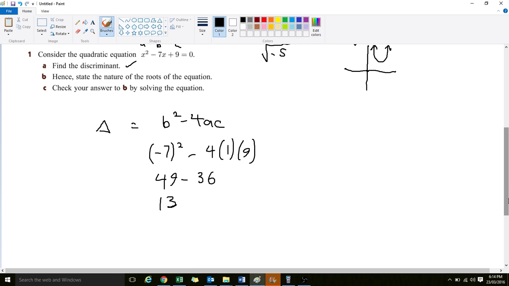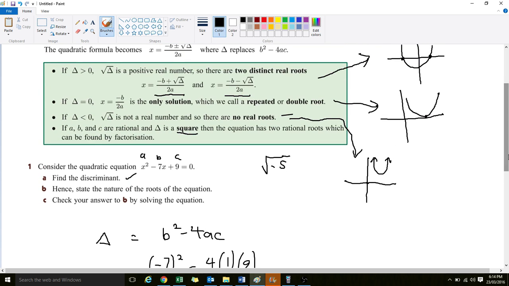Part B says, hence, state the nature of the roots of the equation. So we go up to the information we've got up here and ask, is delta greater than 0, equal to 0, or less than 0? Well, the answer is 13, and 13 is greater than 0. So we say the square root of delta is a positive real number, and there are two distinct real roots, and these are these two values here.